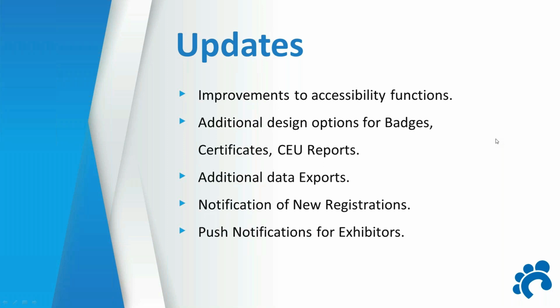Also the new notification for new registrations. So we can actually have an admin receive an email every time there's a new online registration that's been completed. This is to help you know when an attendee has registered rather than having to go into Conference Tracker and see. You can actually just simply receive an email every time a new attendee registers. And then a push notification for exhibitors. So if you're using the exhibitor lead retrieval app, you now can send out text messages and push notifications to your exhibitors that are using the Leads app.